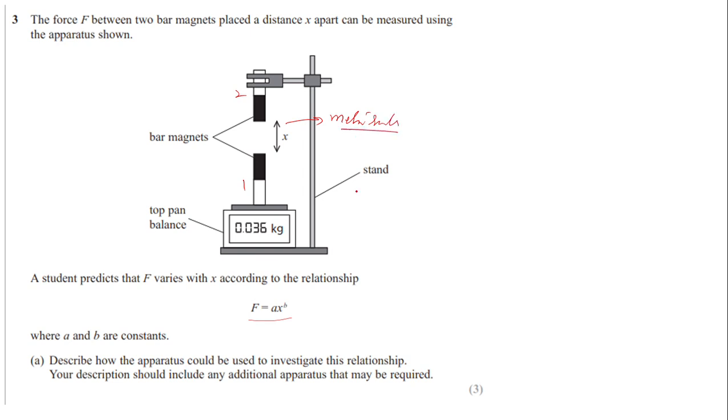This is the additional instrument that we're going to need. With the help of a meter rule, we measure the distance and we measure the change in mass, whether it is an increase or decrease. Then we keep varying the distance x between the two magnets, and we observe the change in mass every time. That's how the setup can be used.